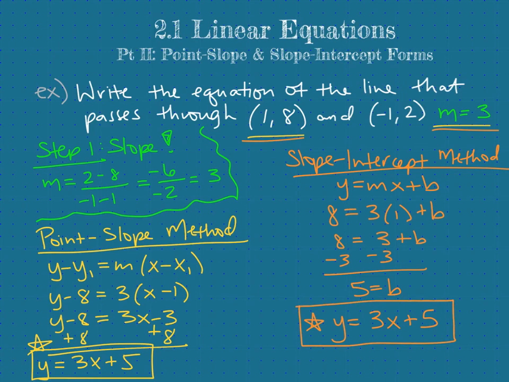So you pick the method that you prefer, whether you like to plug into point slope and then solve for y, or plug into slope-intercept form, solve for b, and then write it as a final linear equation.